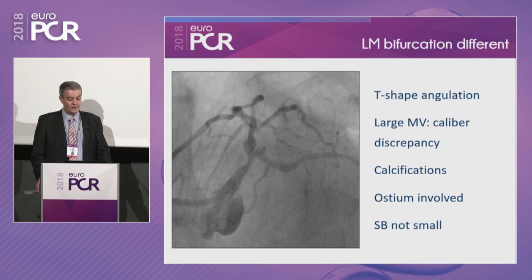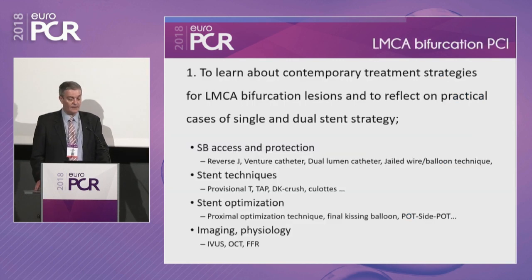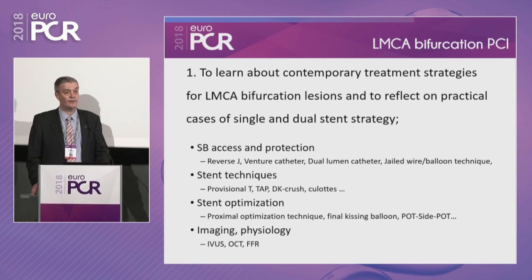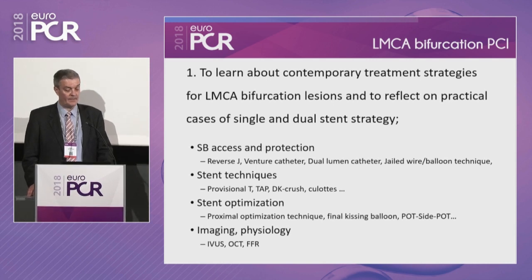And then there is huge caliber discrepancy between mother vessel, left main, and the ostium of the LAD. Then this area is prone to development of calcifications. Ostium could be involved, which makes procedural planning even more complex. And side branch is circumflex, so side branch is never small. So main objective of today's discussion is to learn about contemporary treatment strategies for left main bifurcation and reflect on practical cases of single and dual stent strategy.